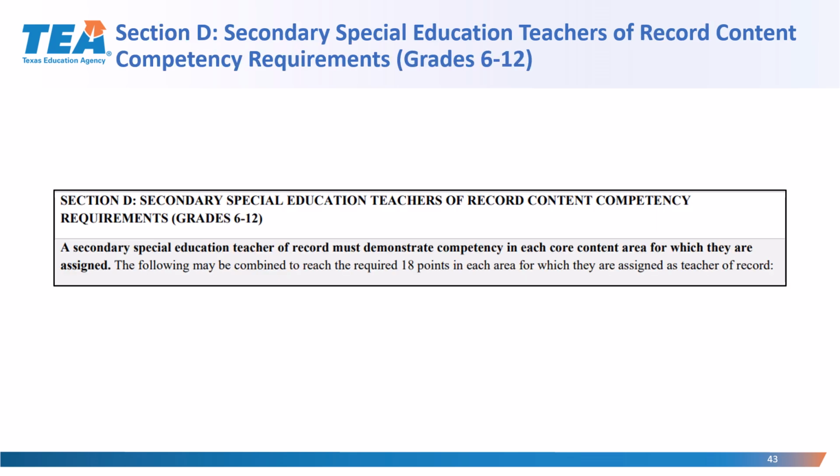Next, Mr. Jackson's point totals in Section D for secondary special education teachers of record will be totaled. As a reminder, secondary special education teachers of record must meet a required 18 points in each area they are assigned as teacher of record.